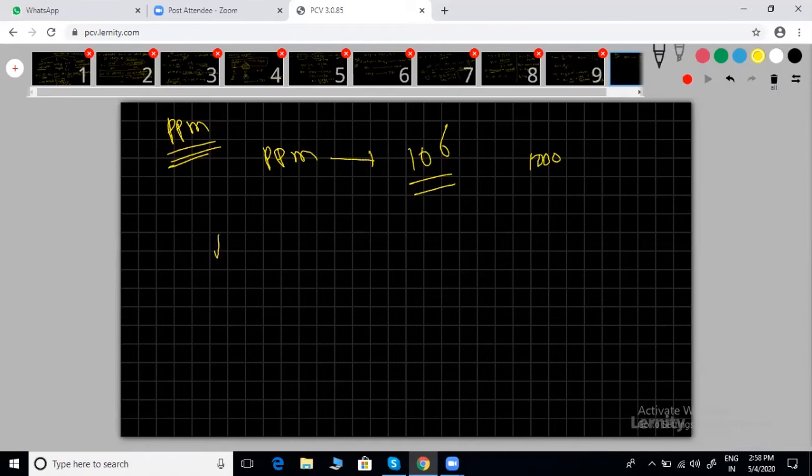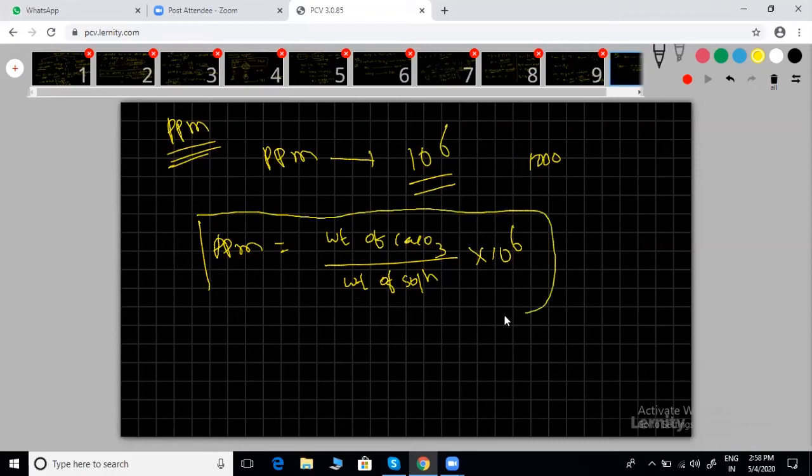So parts per million, ppm, equals the weight of a given compound, especially in terms of calcium carbonate, divided by the weight of solution. This is the solution, but keep in mind that the weight of solute is very small, so I'm mostly taking the solvent only here, per 10 power 6. This is the basic formula. If you see the last 2 years' papers, most of the questions are from this instead of molarity and normality.